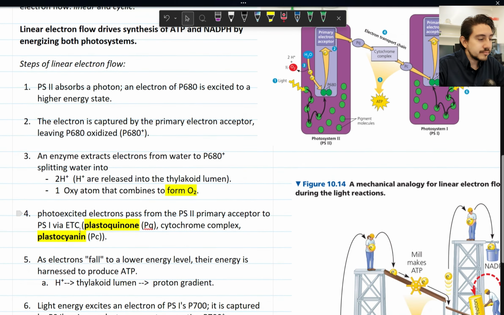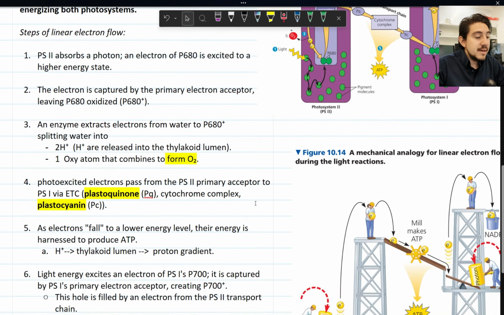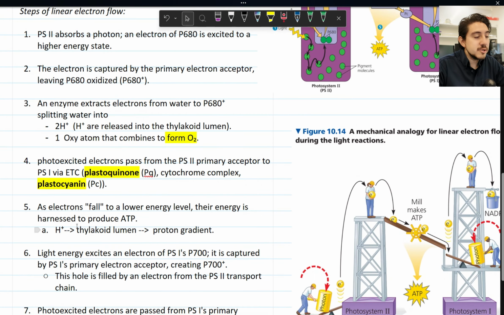Okay, so again, electrons are still passing down from one to another, and then they go to this second photosystem, photosystem 1. And the reason for this is because as electrons are passing down from one to another, they're actually losing energy. They're falling to lower energy levels because this energy is being used to harness ATP. Remember, hydrogen ions are being shuttled. They're passing down into the thylakoid lumen, the inner space of the thylakoid. And again, it's producing an electron gradient.